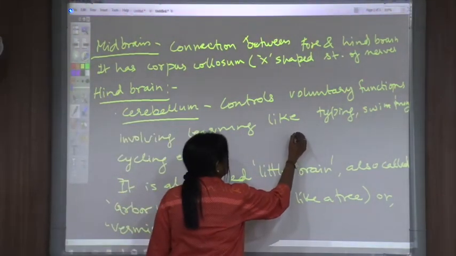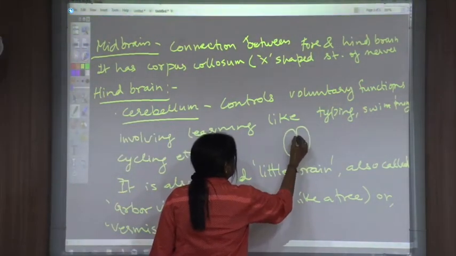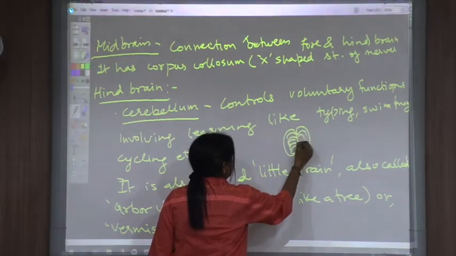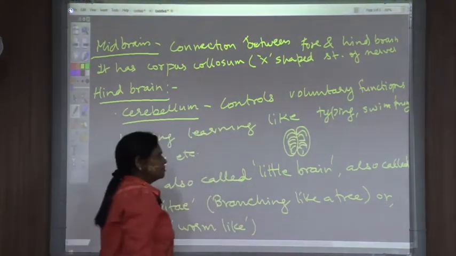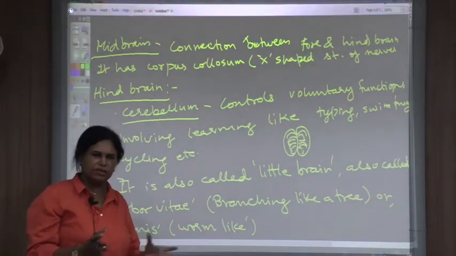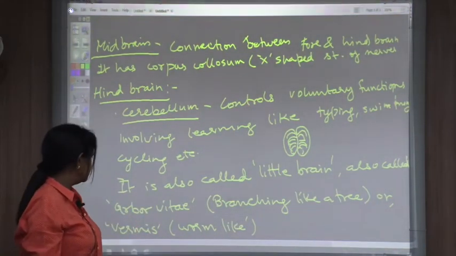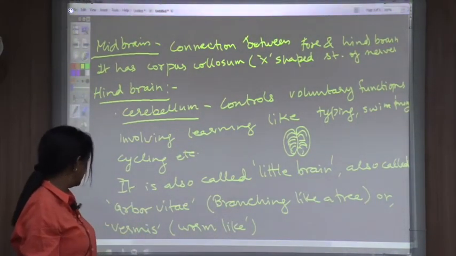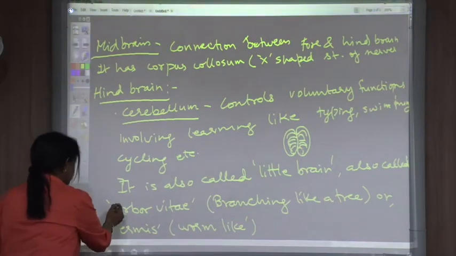So what does the hind brain look like? It is something like this. It has the medullated and non-medullated fibers. They are all intertwined, which gives the appearance of a branching of a tree. So that is how the name.